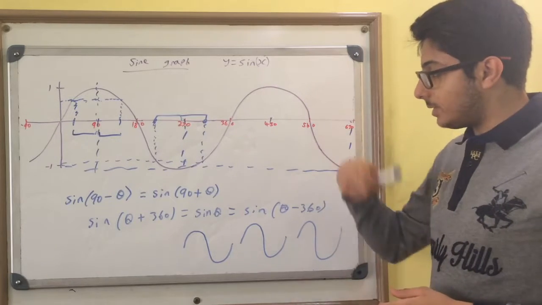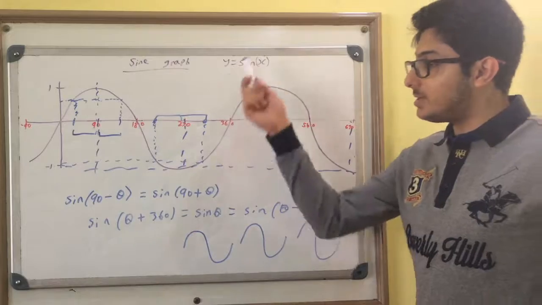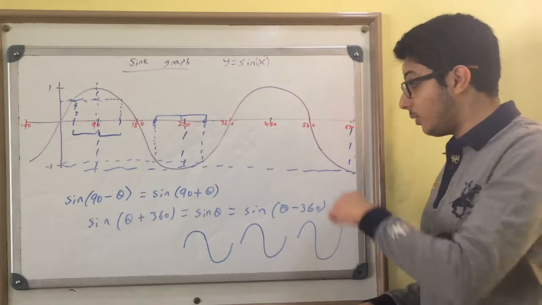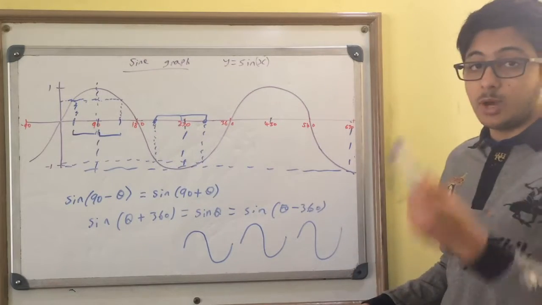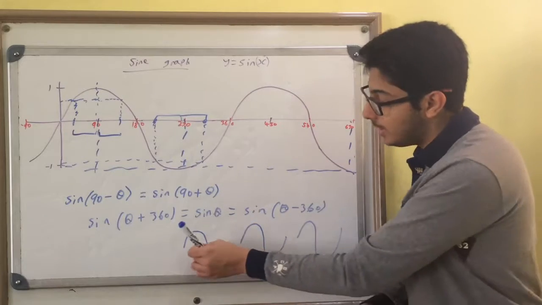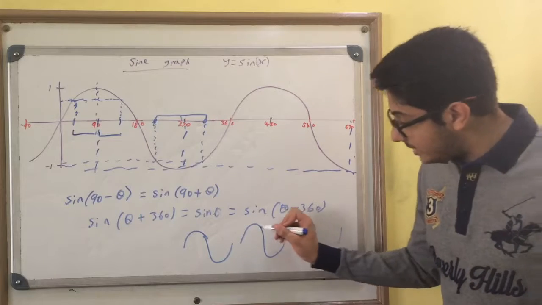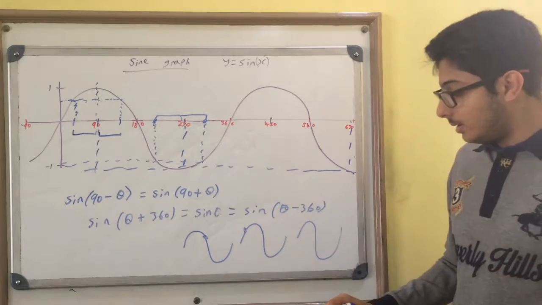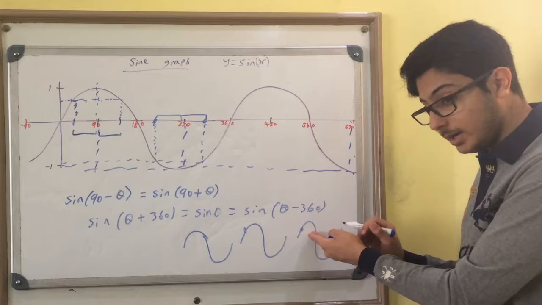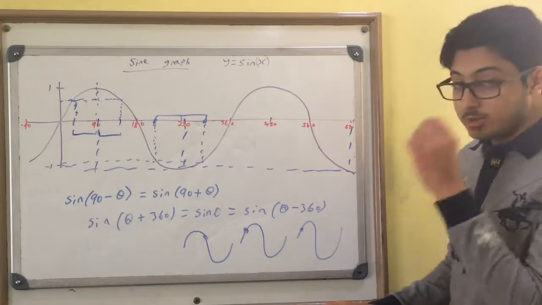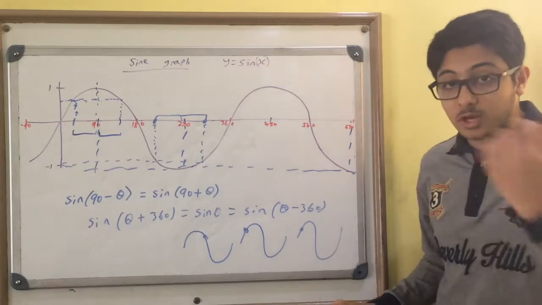So if you add 360 to an angle, it's going to give you the same y value. And if you take away 360 from that angle, it's going to give you the same y value, because it's in the same position in the period. This angle here, if you add 360, it's going to be there. Take away 360 from this angle, it's going to be there. You're in the same position in the period. That's why they give you the same y value.